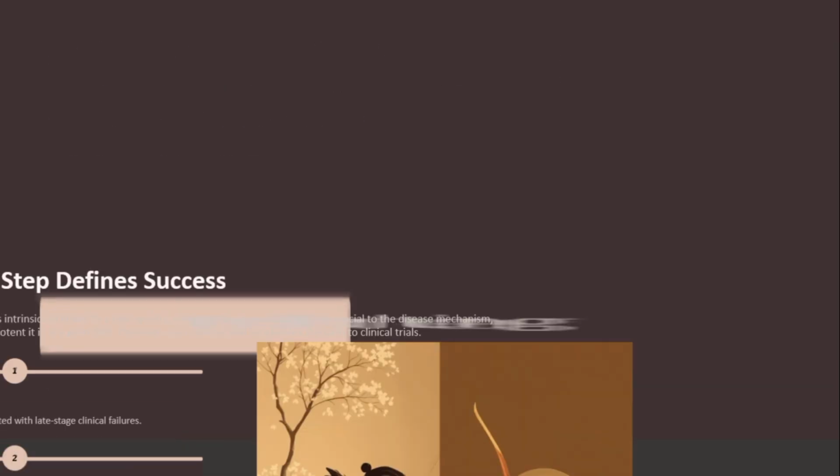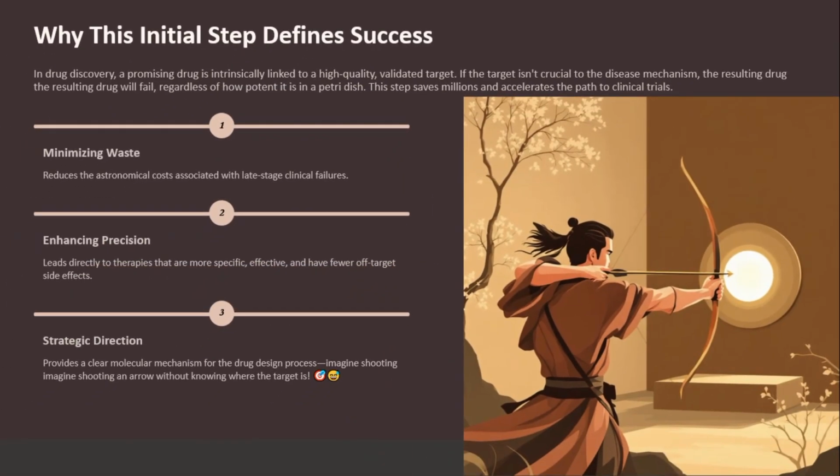So moving forward, why does this initial step define success? Why does it matter? Imagine you are trying to swat a mosquito in a dark room, and that's drug discovery without target identification. You'll waste energy, time, and maybe break a lamp. But once you identify the target, you can focus your entire effort precisely on that molecule. That's what makes modern medicine so efficient. So, the initial step defines success in drug discovery.